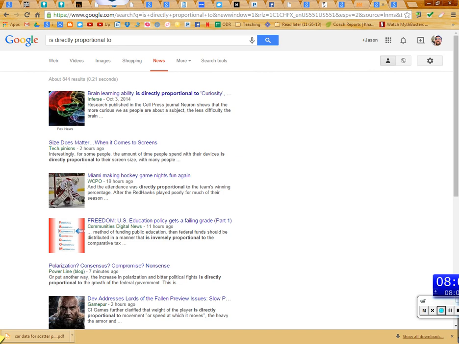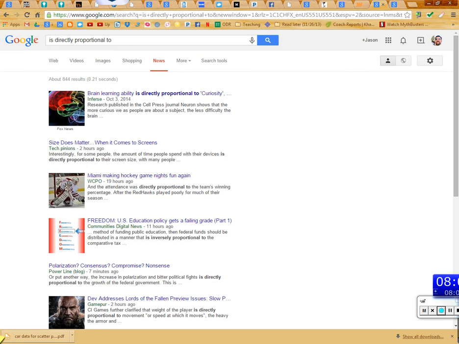Okay. So this is talking about the Miami hockey team. Attendance directly proportional to the team's winning percentage. The size of the board. 75% winning times some number gives you how many people you could expect to see attending your game. Seems like, okay. That seems believable. We'll skip that one for a second.